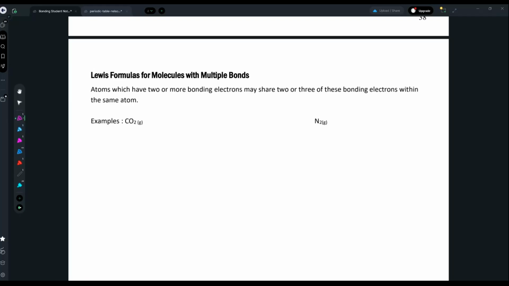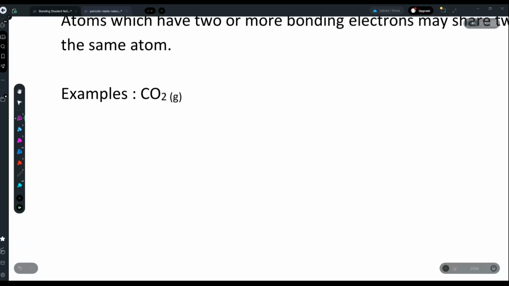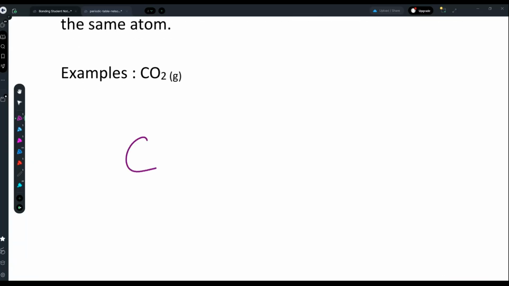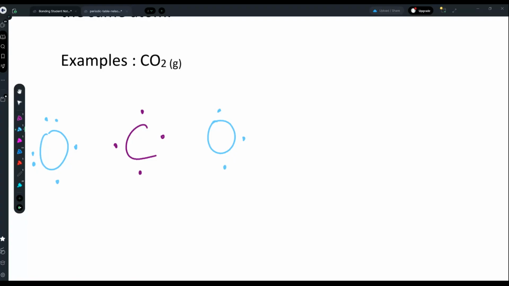Next, we're going to move on to Lewis formulas or Lewis dot diagrams for molecules with multiple bonds. For our first example here, we have carbon dioxide. I'm going to start off the same way that I've been doing with the previous examples. First, we start off with the atoms, or each atom of each element. Carbon is in group 14, so it has 4 valence electrons. And then oxygen is in group 16, so it has 6 valence electrons. So 1, 2, 3, 4, 5, 6.